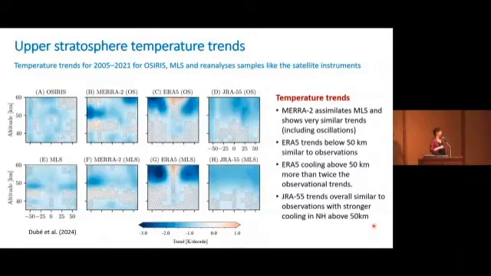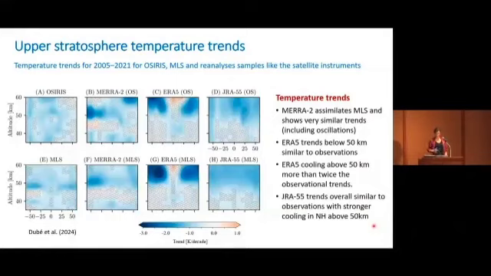We're pretty sure that that's a retrieval artifact from the MLS temperature retrieval. So now MERRA-2 shows the same oscillations because they assimilate the MLS data. Looking at ERA5, it looks quite good below 45 to 50 kilometers, but once you come to the stratopause and go into the lower mesosphere, you see that the trends are too large, a factor of 2 or 3 too large, too much cooling in this region.